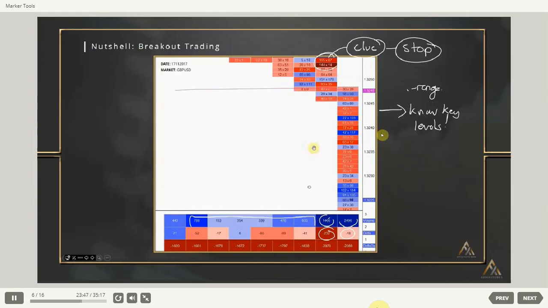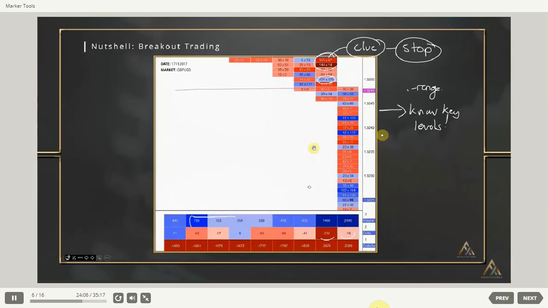So we get the clue, and we try to execute wherever we best can, probably within that absorption. 320 contracts traded. Once we get the clue, we short. I think the breakout came somewhere in and around that price. We will obviously see that a little bit later on. So that's our first example of a clue.